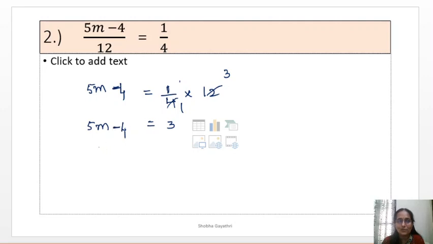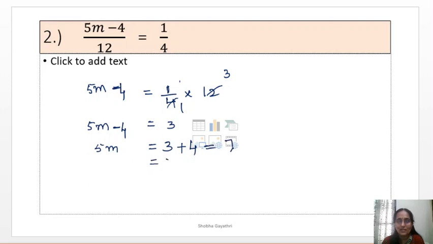Now transpose minus 4, one by one. Now 5m equals, transpose 4 to the right side. It is minus here. 3 plus 4 you will get. The operation will be reversed. It is plus 4. It is 7. Let me write here itself.